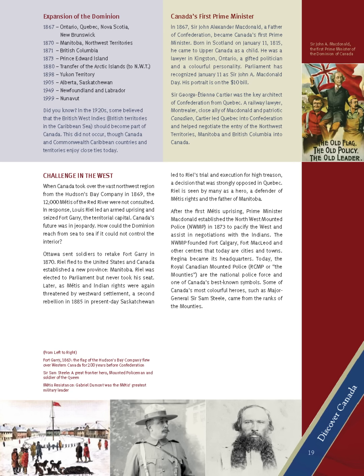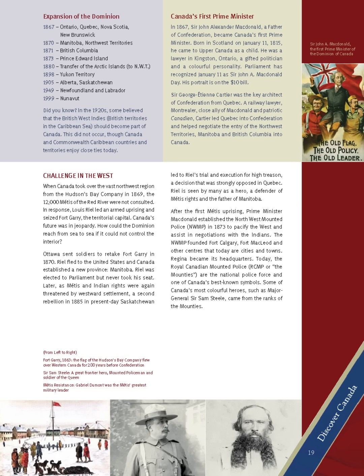Challenge in the West. When Canada took over the vast Northwest region from the Hudson's Bay Company in 1869, the 12,000 Métis of the Red River were not consulted. In response, Louis Riel led an armed uprising and seized Fort Garry, the territorial capital. Canada's future was in jeopardy. How could the Dominion reach from sea to sea if it could not control the interior?